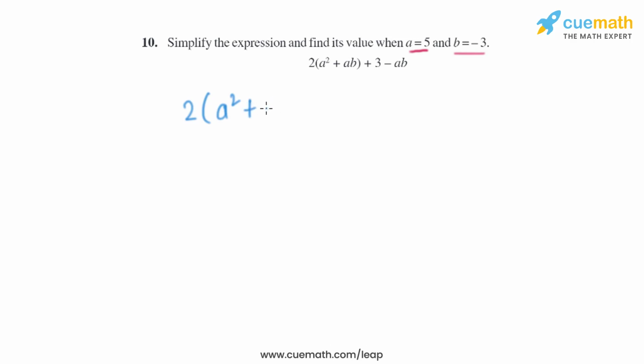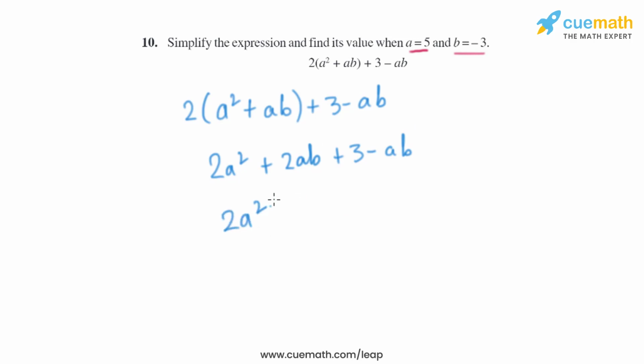So it is given that 2(a square plus ab) plus 3 minus ab. So let's multiply by 2. When we multiply it by 2, it will become 2a square plus 2ab plus 3 minus ab. As we can see, the terms with ab are the like terms. So it will become 2a square plus 2ab minus ab, which gives us plus ab, and plus 3. So this is how we will simplify this expression.